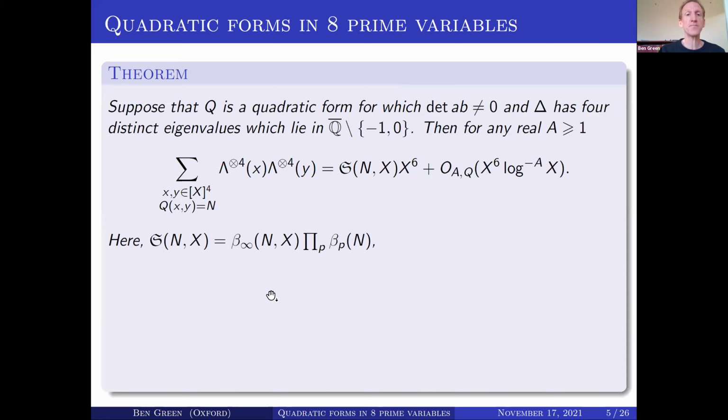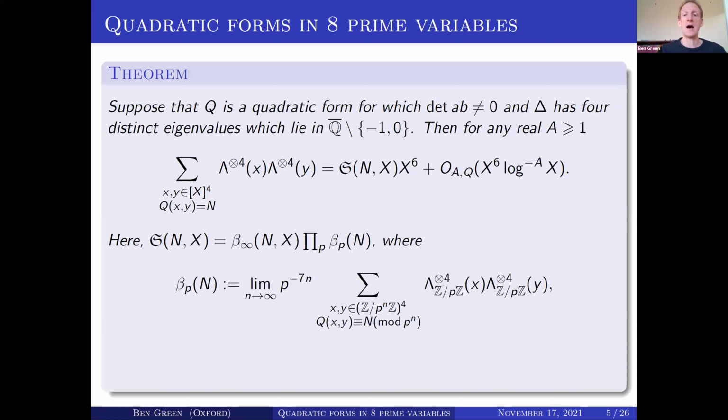S of nx is a product of Archimedean data and p-adic data, which basically reflect how likely it is, first of all, that the quadratic form has a solution over the positive reals, which it has to if it's going to have prime solutions. And secondly, whether there are any p-adic obstructions to that quadratic form having solutions in primes. So for example, I'm not going to be able to solve 2x1 squared plus up to 2x8 squared equals 1 for 2-adic reasons. So the factor beta 2 then would be 0.